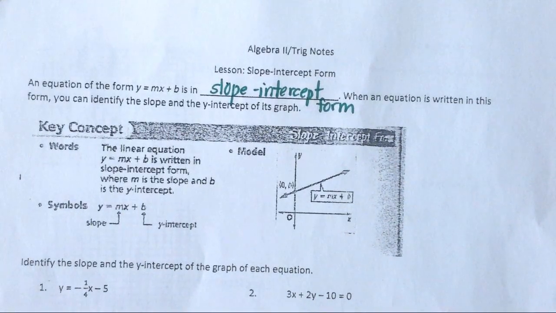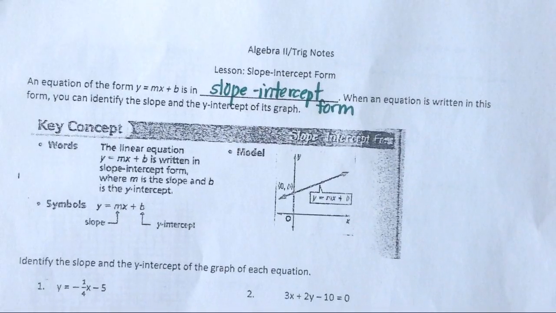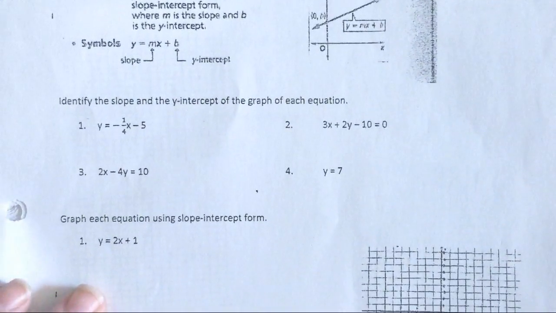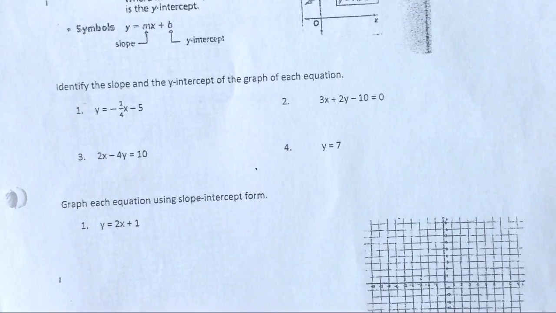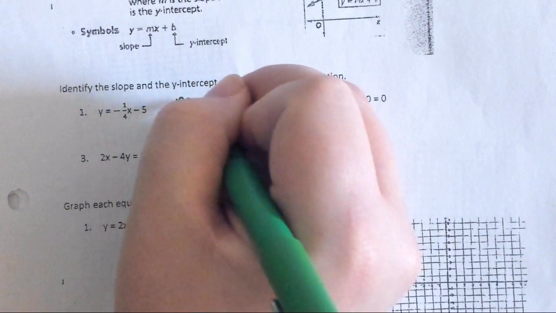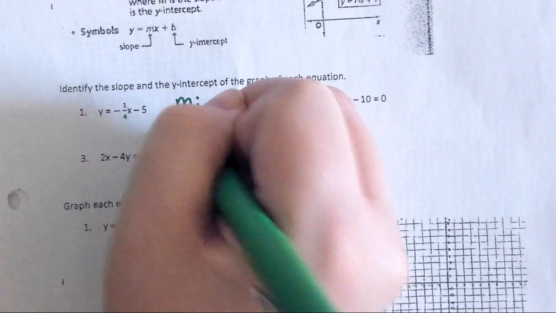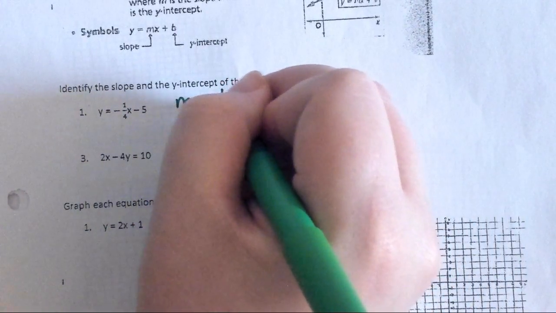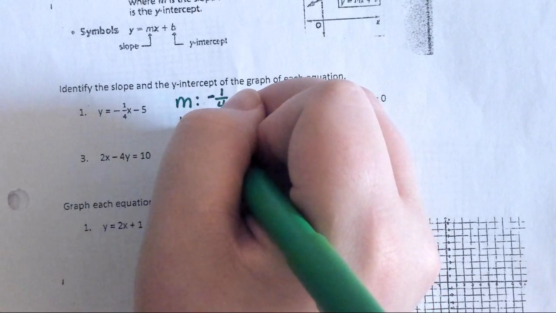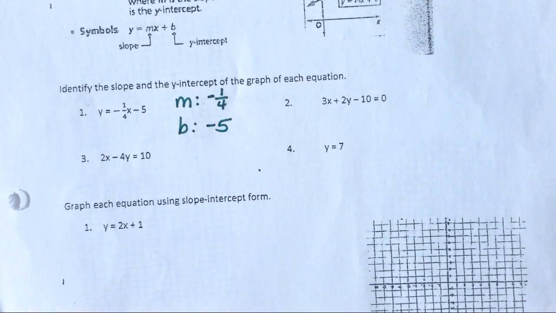Okay, let's go ahead and go to number 1. We're going to identify the slope. We're going to identify the y-intercept. Someone wants to volunteer for number 1. I need to know the m, the slope. I need to know the b, which is the y-intercept. Yes, Seth? And the b? Perfect, and you can have a point for that.